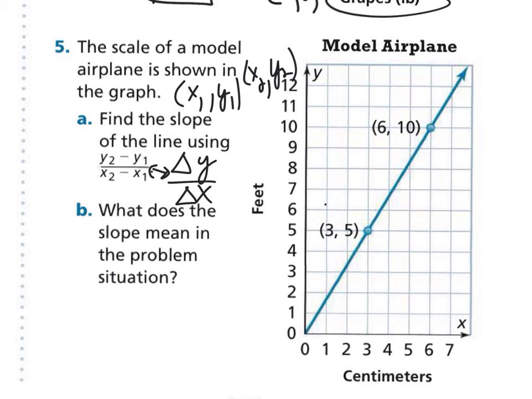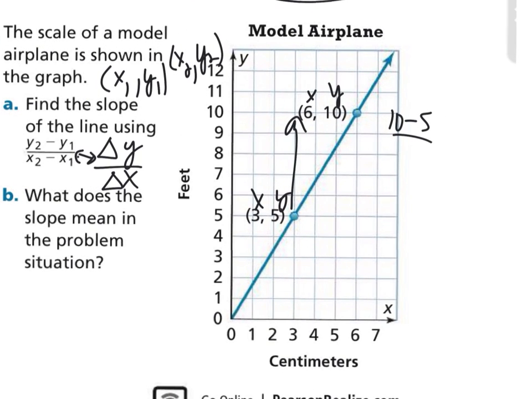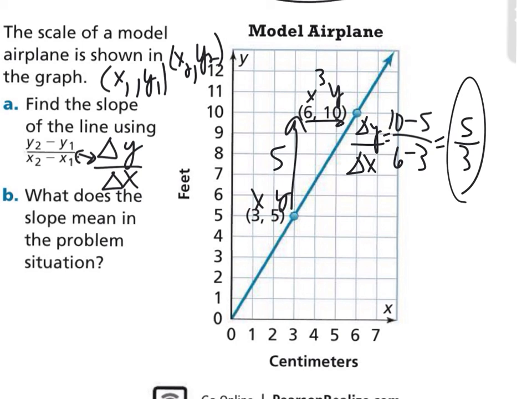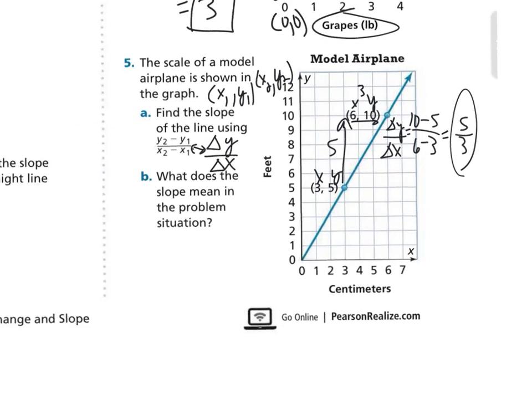Just understand these mean basically the same thing. So finding the slope here, we went from 3, 5 to 6, 10. So our y's went from 5 to 10. So that's a difference of 5. And our x's, we went from 3 to 6. So that's a difference of 3. So we went up 5 and over 3. Since that doesn't come out nicely, you can actually just leave it like that as 5/3.